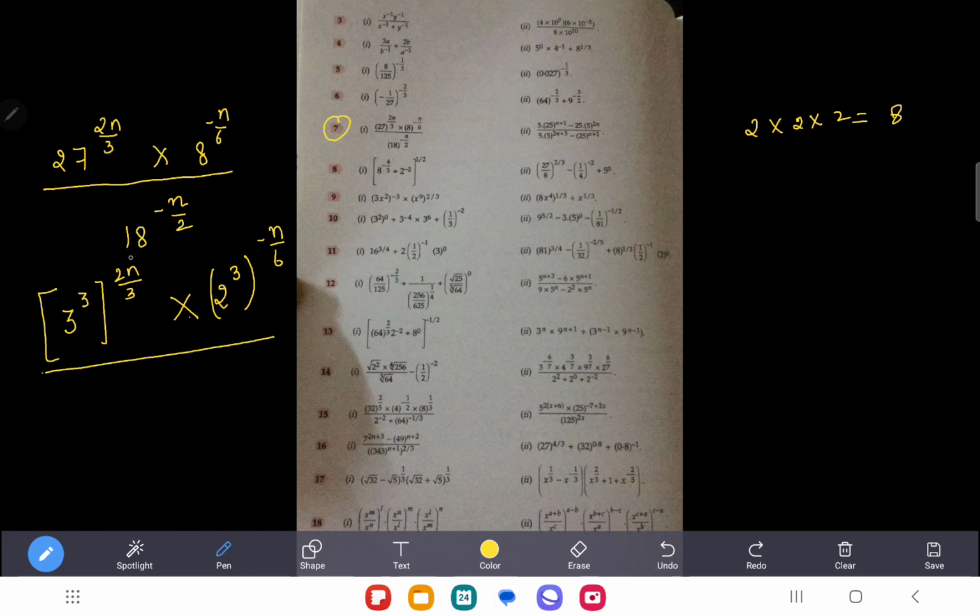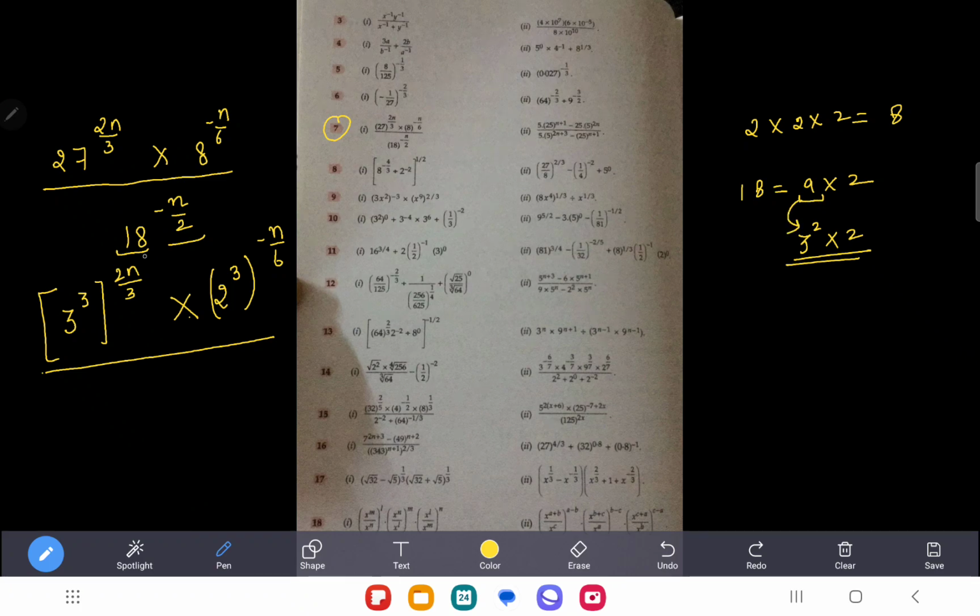Divided by, what is 18? 9 squared? No, no, no. 18 is 9 times 2. Oh, it's 3. And that's 3 squared times 2 basically, because 9 is 3 squared.